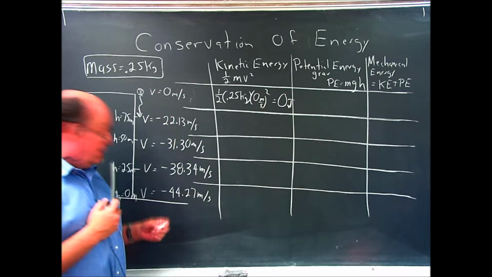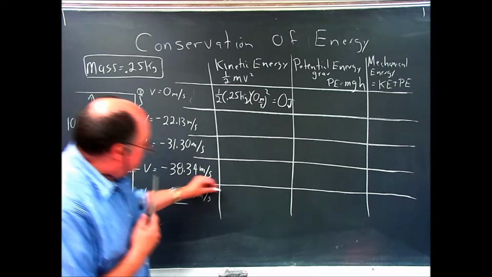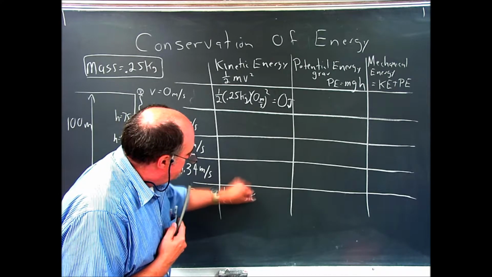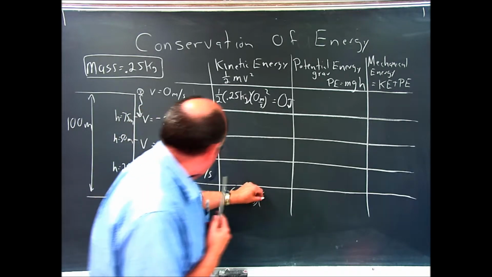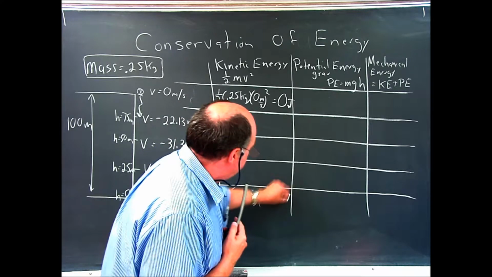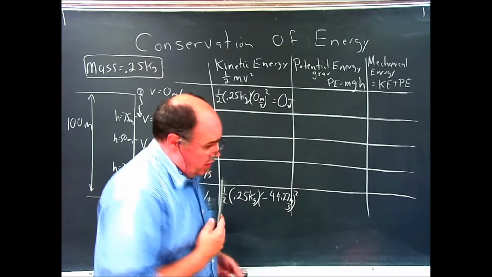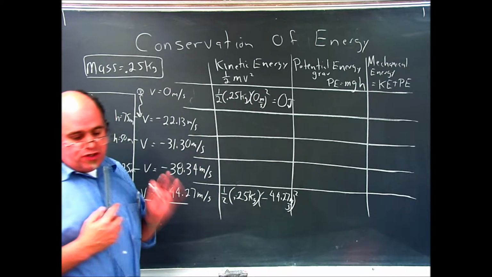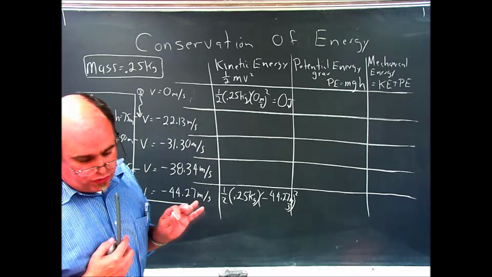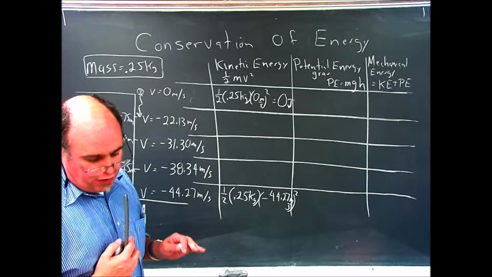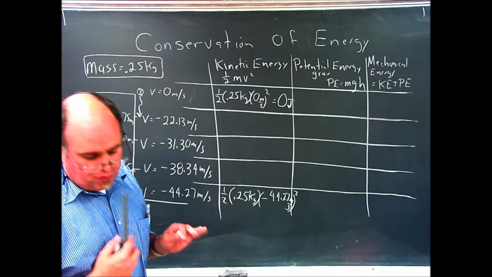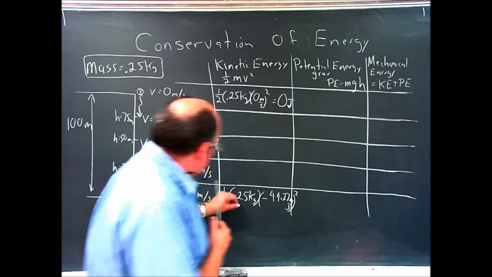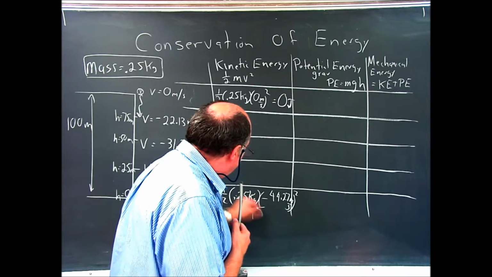If I jump all the way down to the bottom, just to show you another formula, I could put this one as 1/2. The mass is 0.25, and the velocity is negative 44.27, and I have to square that. If I do that on my calculator, I come up with approximately 245. It says 244.98, so this is about 245 joules.